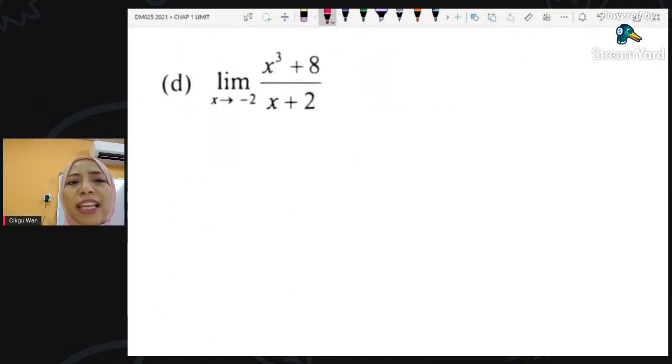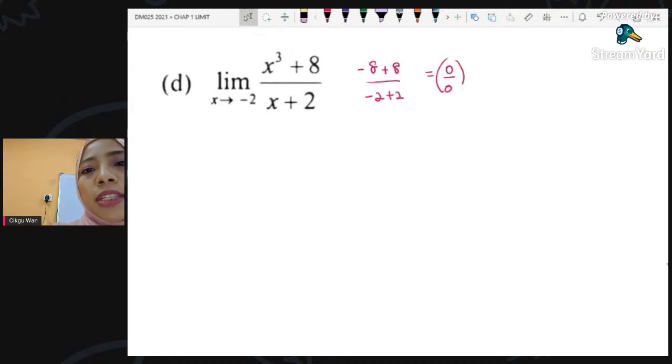Alright, the same thing. Negative 2 cubed will give us negative 8 plus 8. And then negative 2 plus 2 will give you 0 over 0. This is again indeterminate form. I spell it carefully because yesterday some people spelled indeterminate wrongly. That was matrices, indeterminate form.